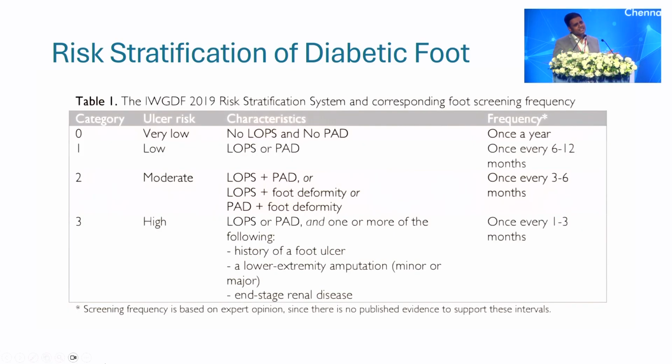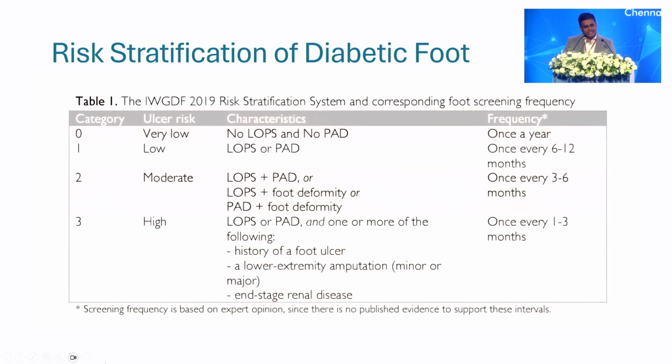Based on this, the risk stratification as per IWGDF categorizes patients into 4 categories, including category 0, which is very low risk. That means no loss of protective sensation or any PAD. This patient is supposed to be screened every year. The second one is category 1, low risk of developing ulcers. Either they have loss of perception sensation or peripheral artery disease. They are supposed to be screened every 6 months to 1 year.